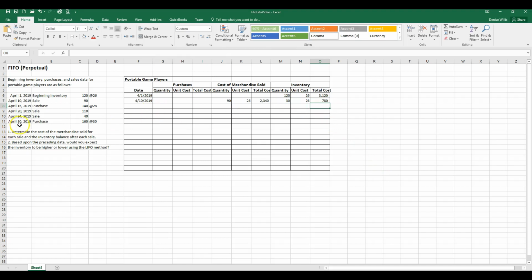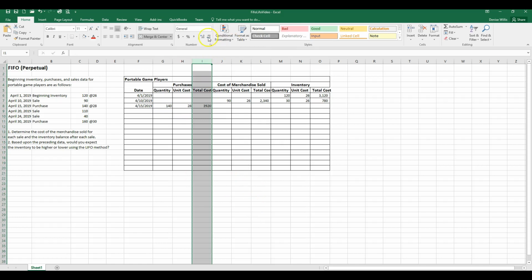Next, we're going to purchase some on April 15th. How many did we purchase? We bought 140, and it says over here that those 140 cost us $28 apiece. So our total purchase price is 140 times 28. That has a purchase value of $3,920.